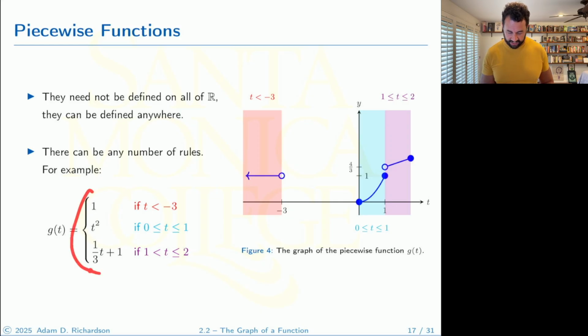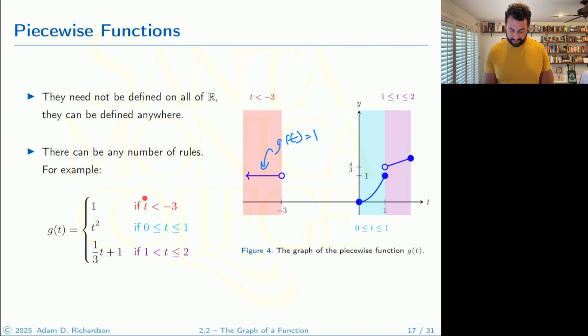So here's one where I actually have 3 different rules depending on the input t. Right? So here, g of t, the rule is going to be 1 when t is less than negative 3. Remember, this is just a constant function. g of t equals 1, but only when t is less than -3. So that's why you're getting everything this direction.